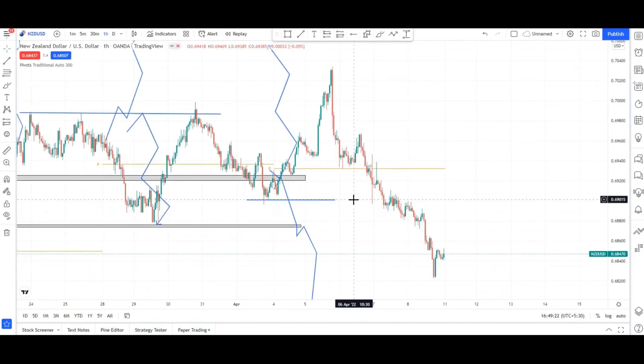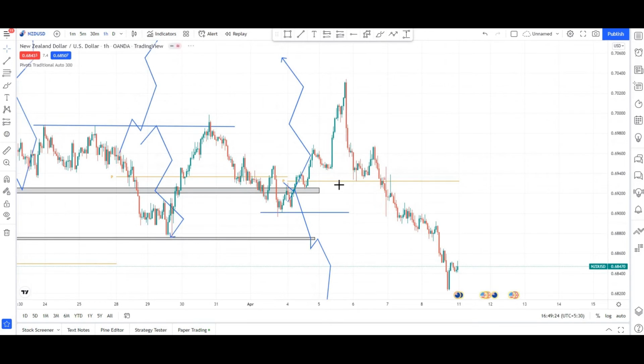Okay guys, we can see New Zealand dollar versus US dollar. Also you can see that it exactly took support, the first target also reached, the second target also reached, and the third target, guys. Okay, this is expected because the first target reached. After that, this is the bullish candle I have seen.